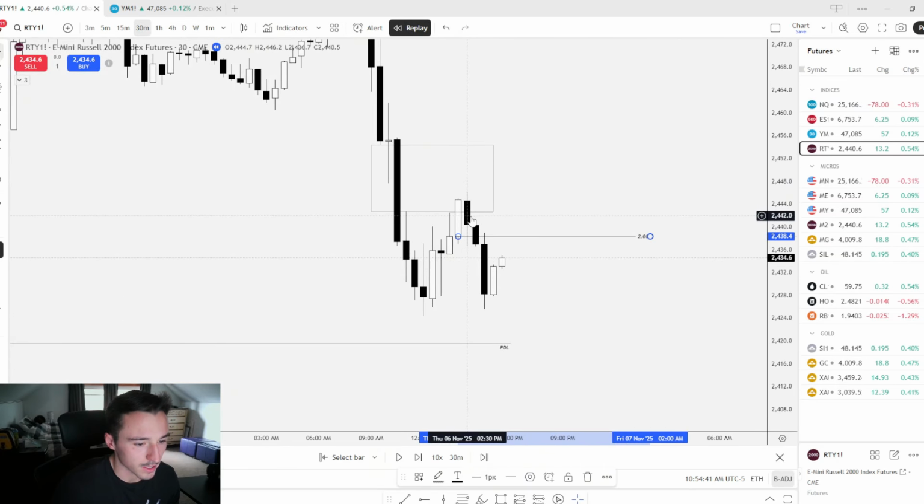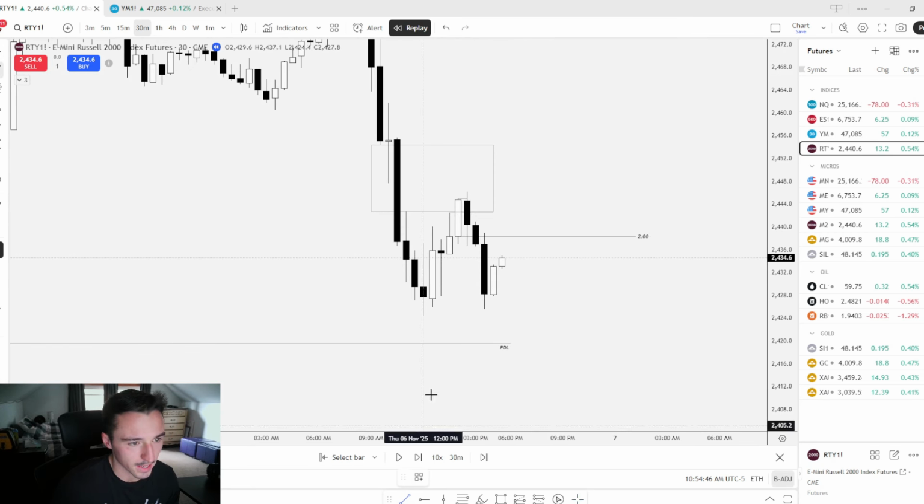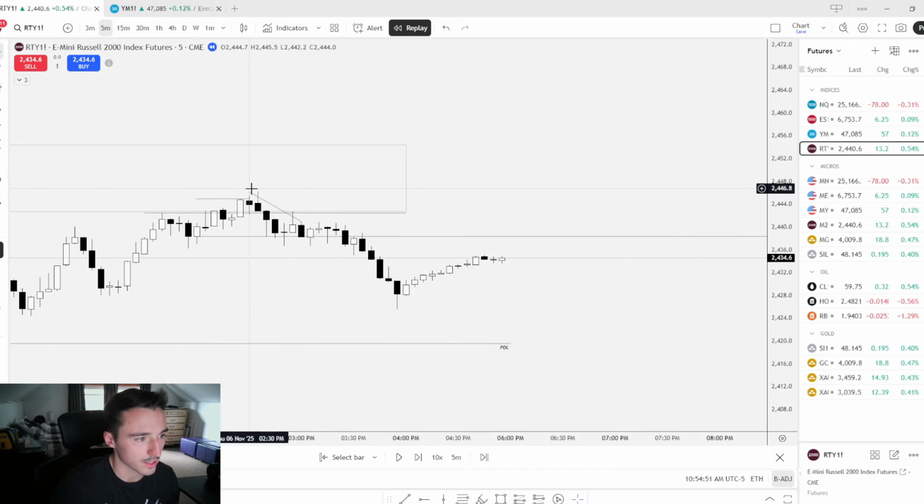Coming down here, 30 minute reversal candle. So everything's aligned, and we put in an SMT here. Right? So I just went down to the 5 minute.